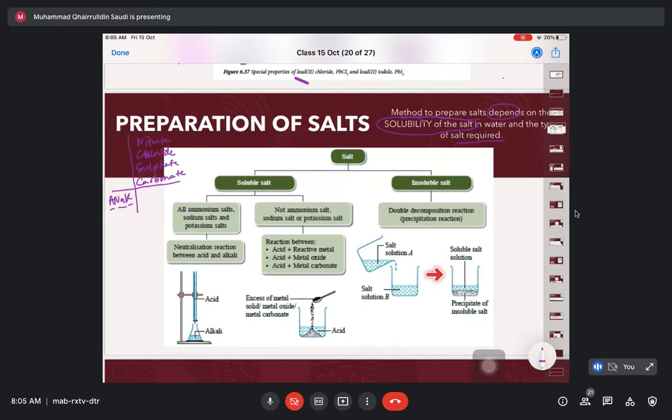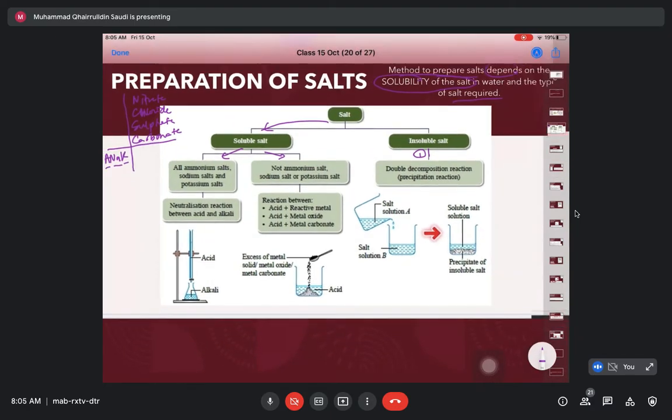Kalau dia soluble, there are 2 ways untuk prepare. Kalau dia insoluble, ada 1 way to prepare. So today, sekejap saya cakap pasal ni dulu.